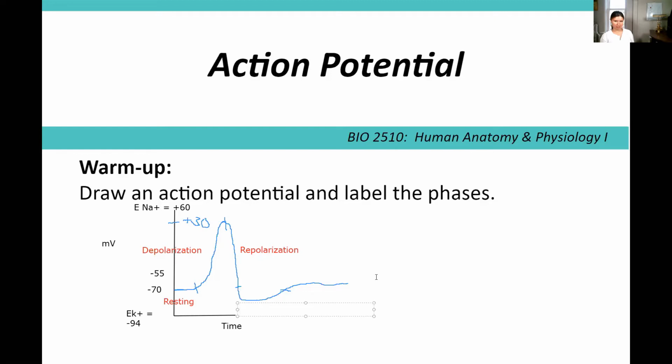But in your textbook, you'll also see it referred to as after hyperpolarization, to make sure we know that this is a hyperpolarization that's happening after the action potential has fired off. Eventually, we'll get back to rest again at the end.